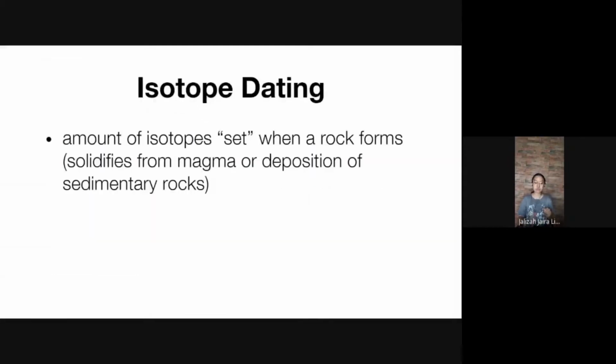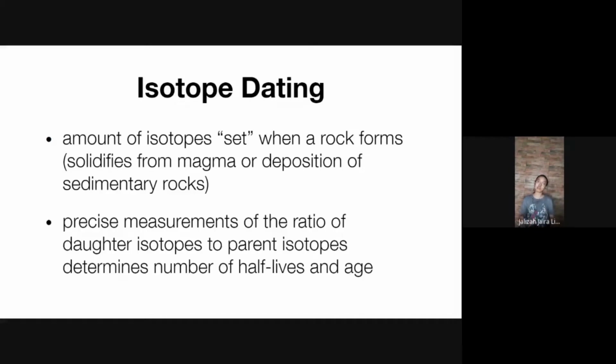So when it comes to that, there are different isotopes that we know, and at the same time, these isotopes are actually found in different rock formations. They are actually found in magma or even deposition of sedimentary rocks. And we actually utilize the precise measurements of the ratio of the production of the daughter isotope from the parent isotope to determine the number of half-lives. And eventually, by determining the number of half-lives, we eventually come up with the age of the material.